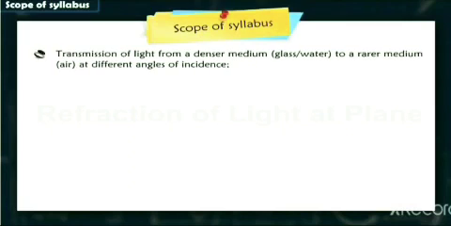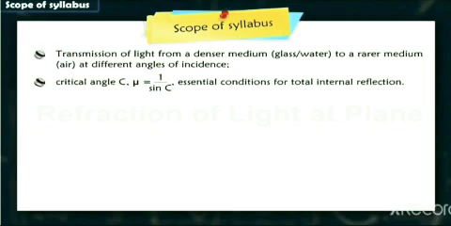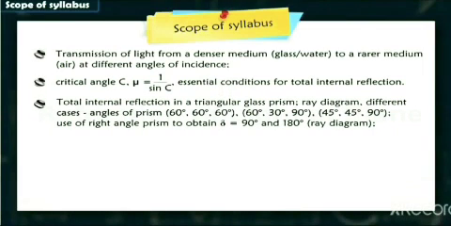Scope of syllabus. Transmission of light from a denser medium, glass or water, to a rarer medium, air, at different angles of incidence. Critical angle C, mu is equal to 1 upon sine C. Essential conditions for total internal reflection. Total internal reflection in a triangular glass prism.